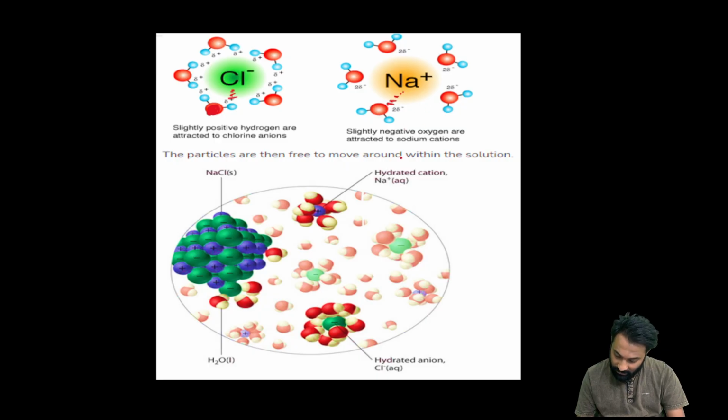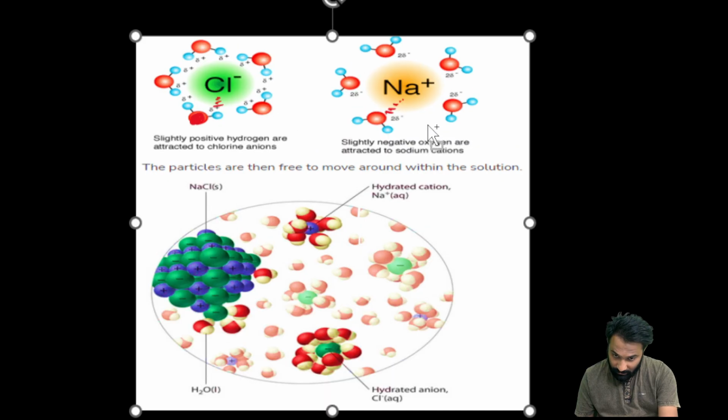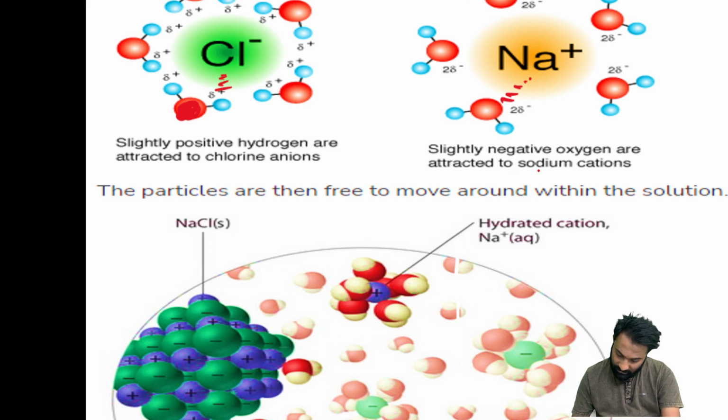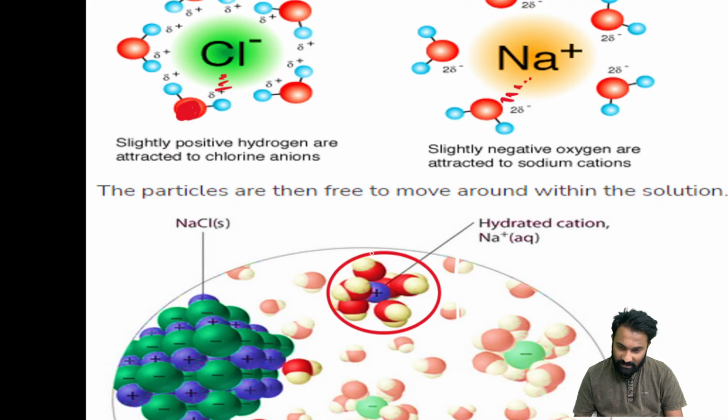Now due to that, you can see, I hope it is visible for you. Slightly negative oxygens are attracted to the sodium cation, and slightly positive hydrogens are attracted to the chlorine ions. Now you see this hydrated cation means all the water molecules have surrounded this one. That's the reason this is hydrated.